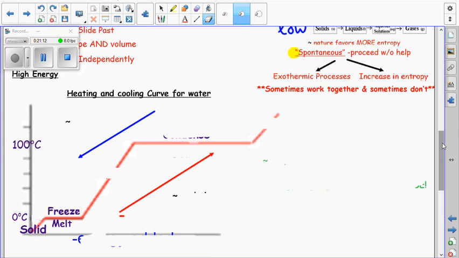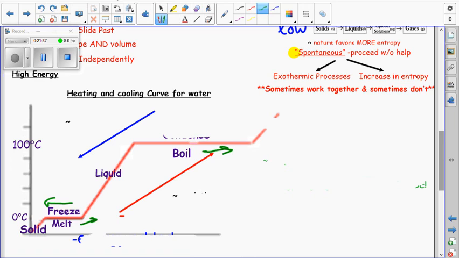What about the second flat part? 100. Below 0 is a solid. At 0 means you're either melting or freezing. You're melting if you're going this way on the graph. You're freezing if you're going this way on the graph. Then it's all liquid. At 100 degrees, if you're going to the right, you're boiling, or you can say vaporizing. If you're going to the left, you're working your way down. That's condensing. And above 100 degrees for water means it's all gas.